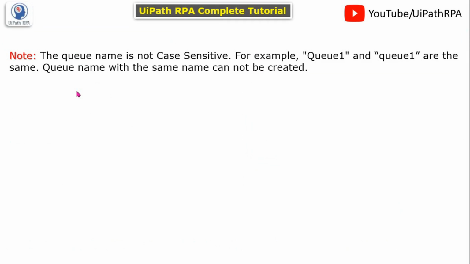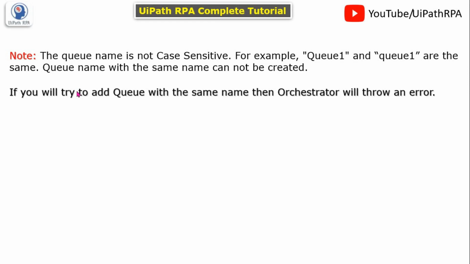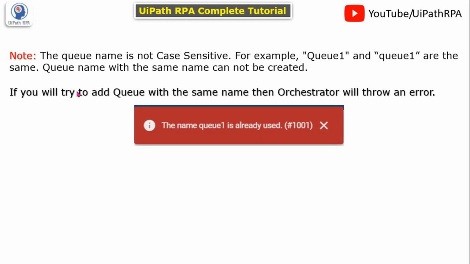The queue name is not case sensitive. It is case insensitive. For example, Q1 and small case q1 are the same. So a queue with the same name cannot be created. If you try to add a queue with the same name, then Orchestrator will throw an error. You will get this type of error on the Orchestrator.